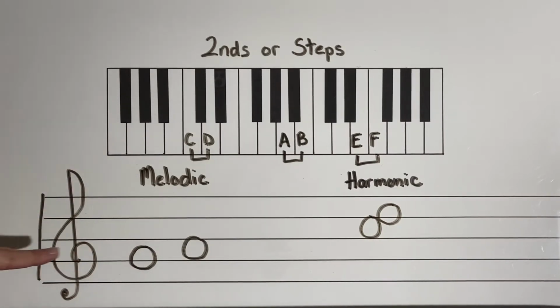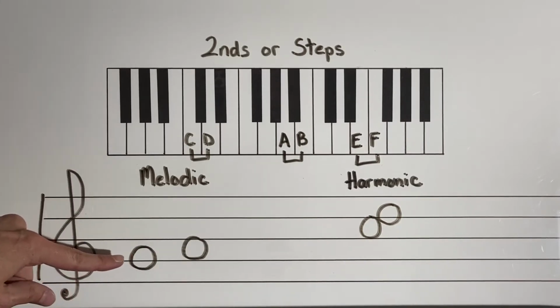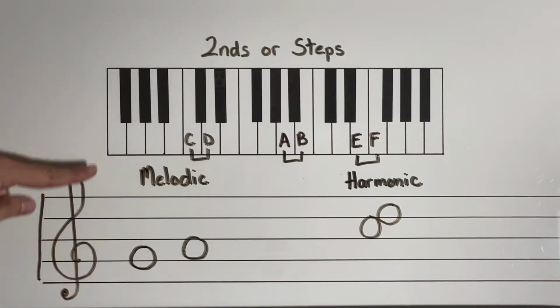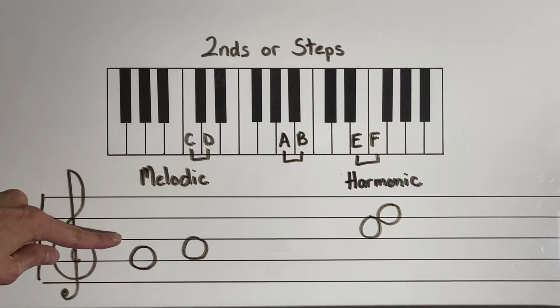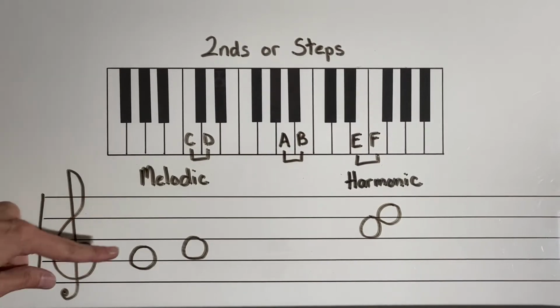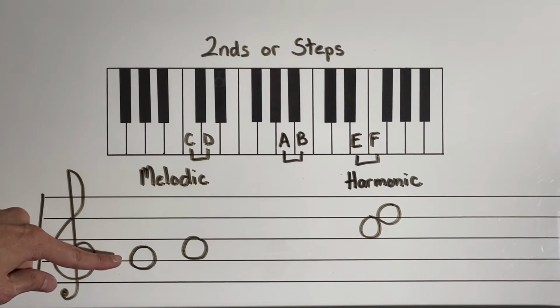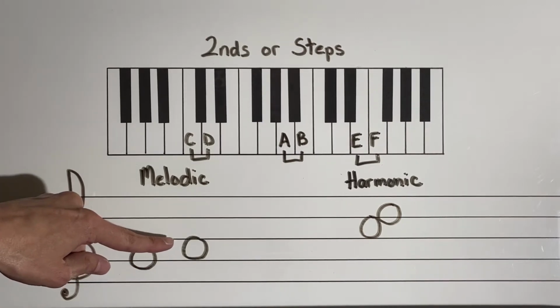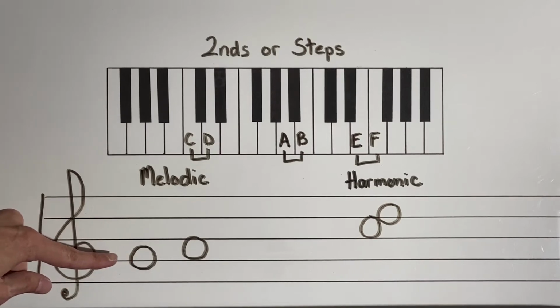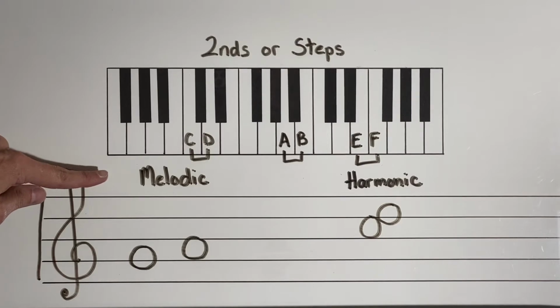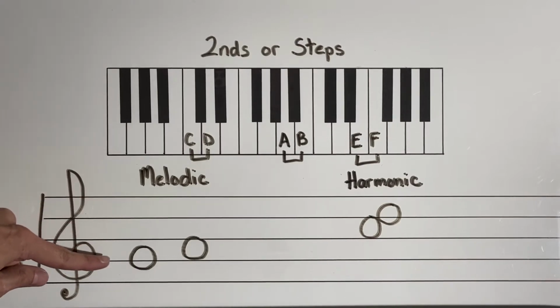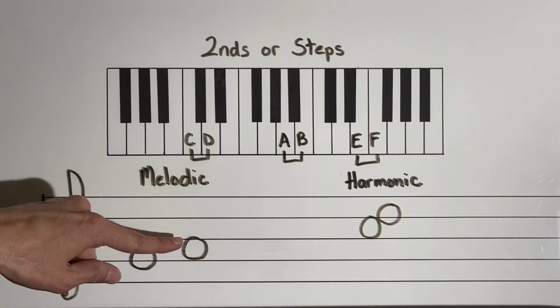On the musical staff, a second is going to follow our pattern. So remember, when we talked about how the lines and the spaces work, the pattern goes line, space, line, space, line, space, line, space, line. So down here, we have a line note, and if we go up a second, we go to a space note. I also want you to notice that this is going up a second. This direction is up on the musical staff. This direction is down on the musical staff. So this is up a second.